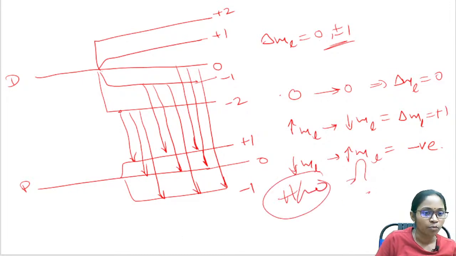Find out the possible number of transitions.